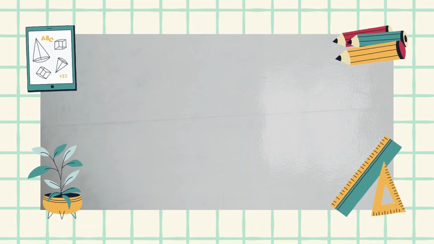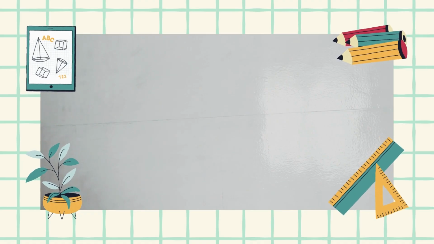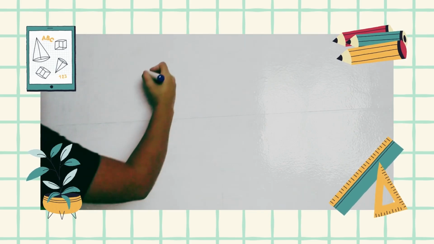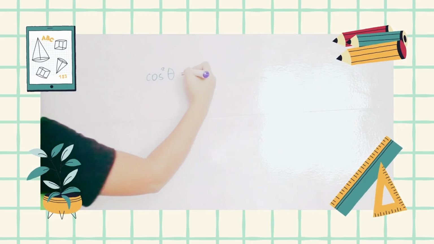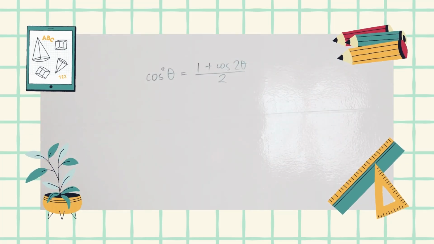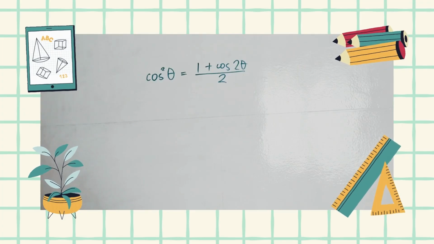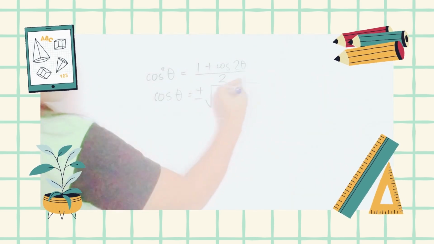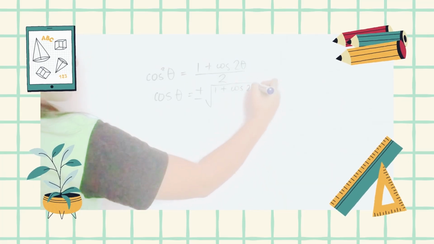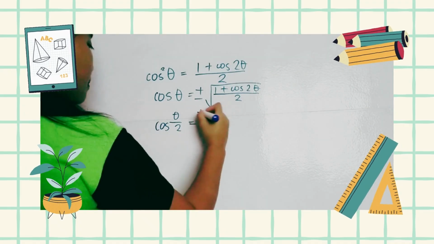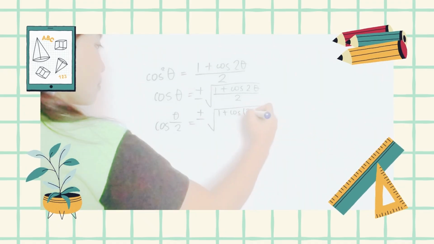The next one is deriving the cosine half-angle formula. Let us start with the cosine power-reducing formula, which is cosine squared theta equals 1 plus cosine 2 theta all over 2. Again, solve for cosine theta by taking the square root of both sides. Now we have cosine theta equals plus or minus the square root of 1 plus cosine 2 theta all over 2. Replace theta with theta over 2 to get the half-angle version.